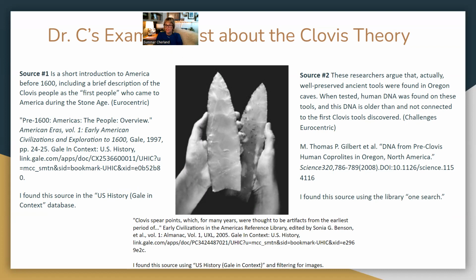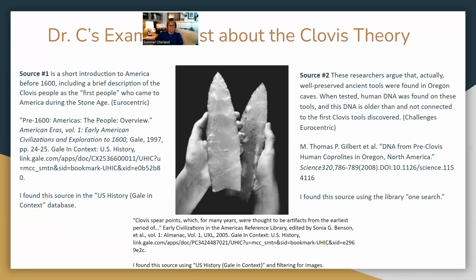Source two, these researchers argue that actually well-preserved ancient tools were found in Oregon caves. When tested, human DNA was found on these tools, and this DNA is older than and not connected to the first Clovis tools discovered. And I say this challenges the Eurocentric viewpoint. And then I cite my sources. And then I tell you, I found this source using the library's OneSearch. I just went to the library, I typed in Clovis first and scrolled through my results.